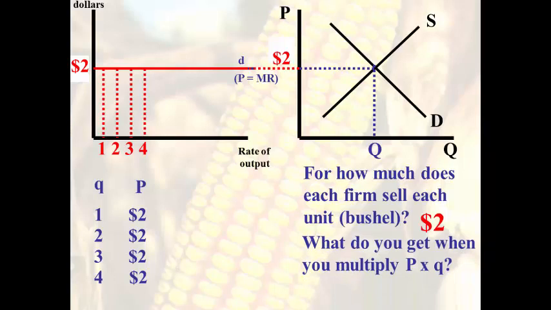What do you get when you multiply P times Q? You get total revenue. So if you know that P times Q is total revenue, then we'll go ahead and figure out the total revenue at each quantity. It would be 2, 4, 6, 8.